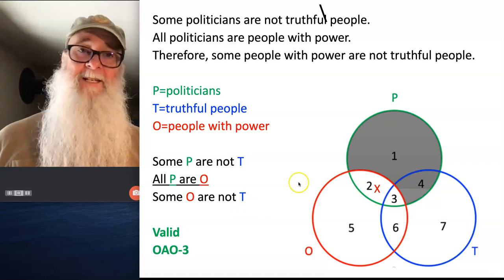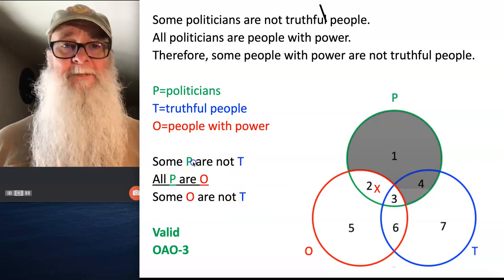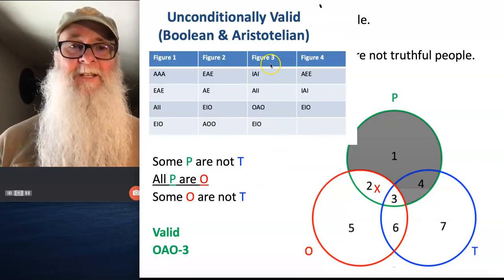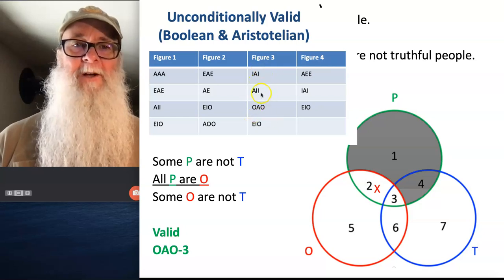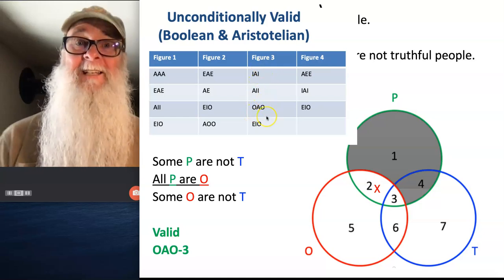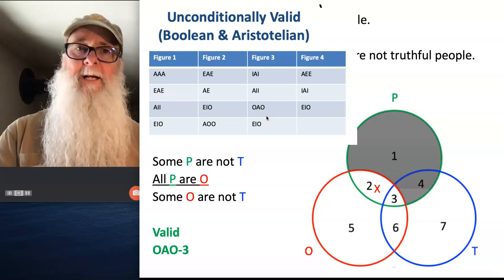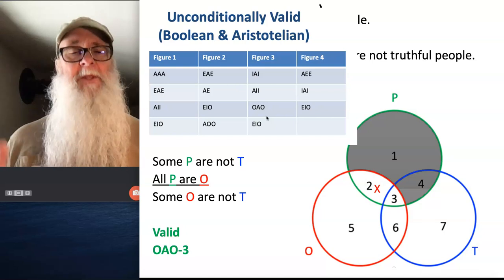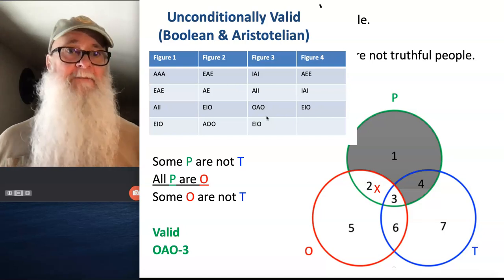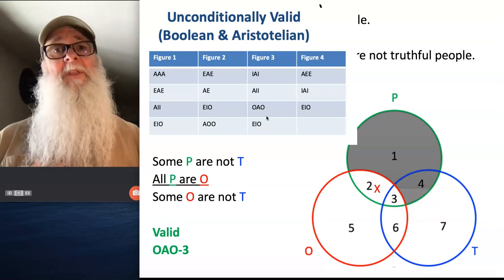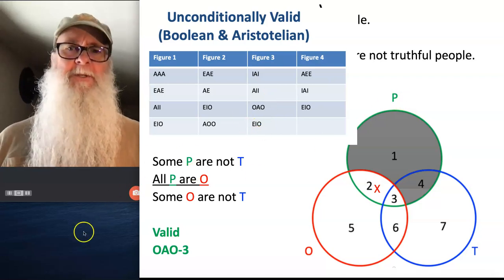Now I can go to my handy-dandy inventory of valid forms and see if in the figure 3 column the mood OAO appears, and look at that, it does. So now I can be really certain that the work I did with my Venn diagram was correct, and that this argument is valid. And I've verified that by checking it with another method. And that's what we want to make sure we're doing going forward.